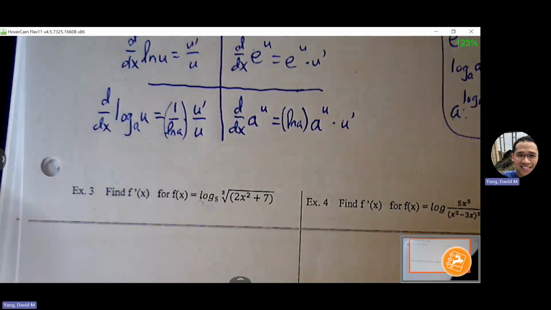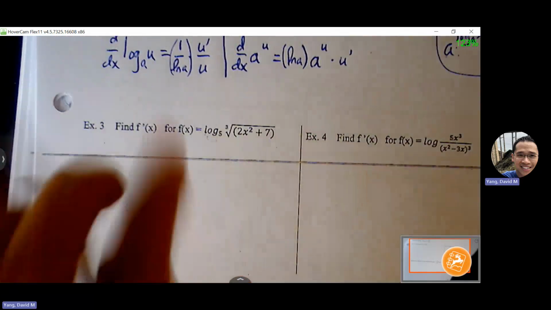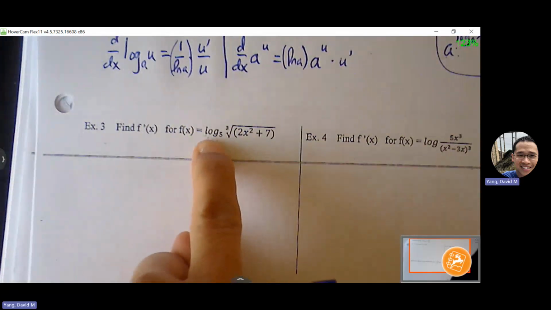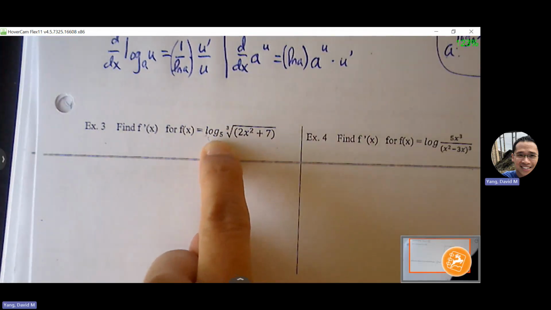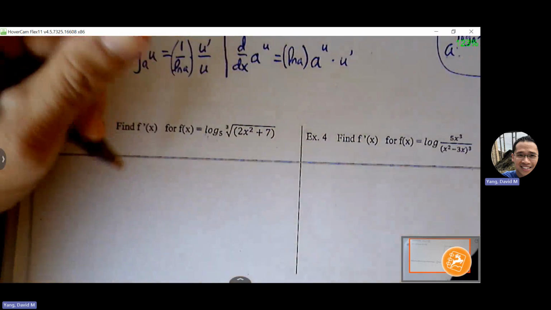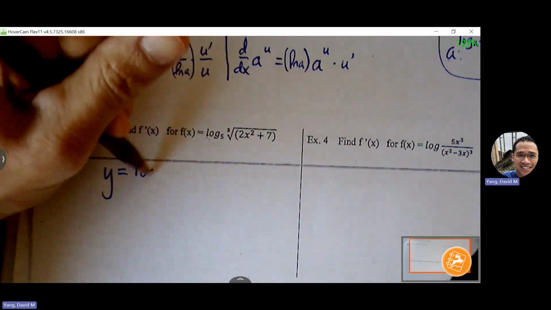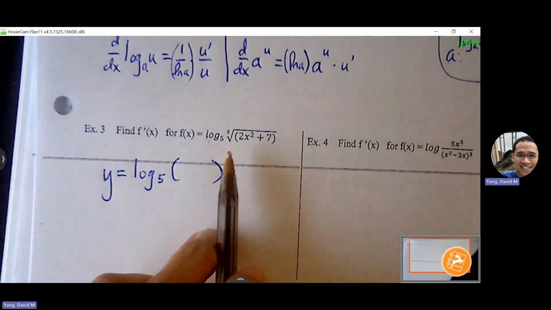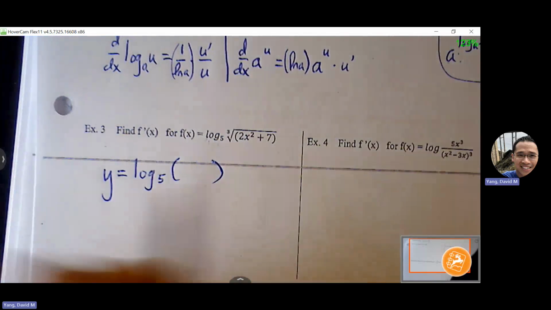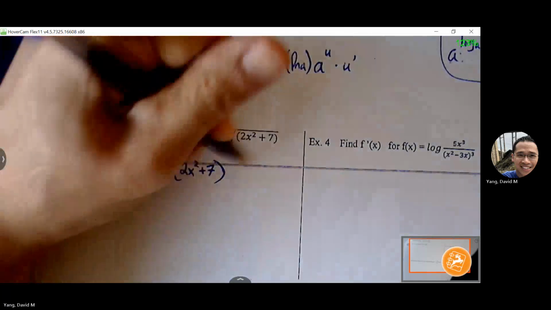Okay, so here, if I have log base 5 of the cube root of 2x squared plus 7, imagine this is natural log. I want to apply log properties before I jump into my derivative. So I'm going to rewrite log base 5. I can write this with parentheses, raising this expression to what power? To the 1/3.